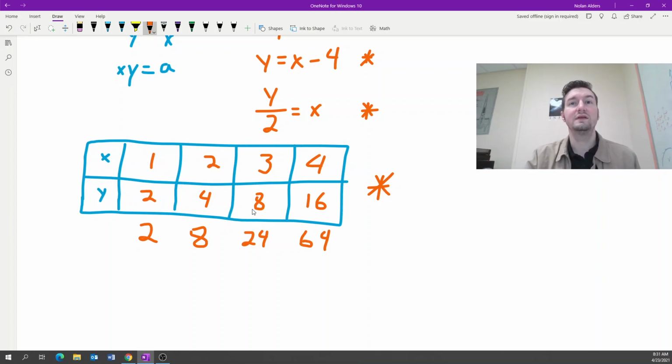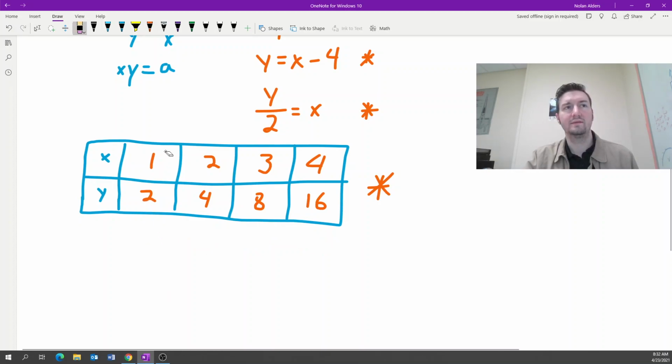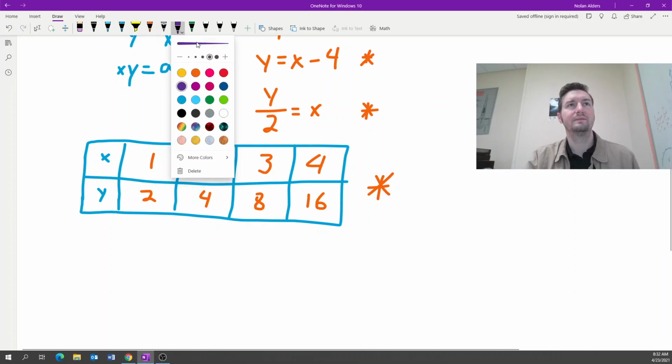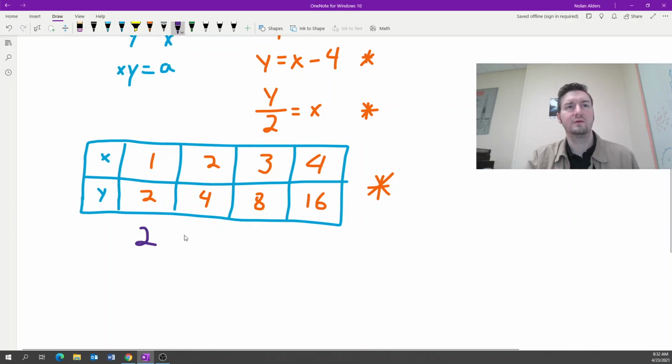Now we can also see if this is a direct variation. Remember, direct variations are the opposite. So instead of multiplying, we can divide y divided by x, y over x, to see if this is a direct variation. So 2 divided by 1 is 2. 4 divided by 2 is 2. 8 divided by 3 is not 2. And 16 divided by 4 is 4.